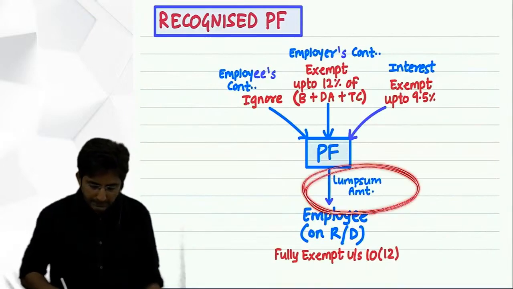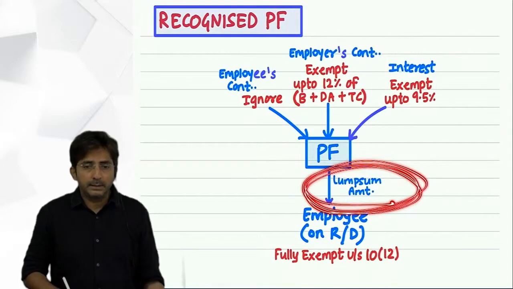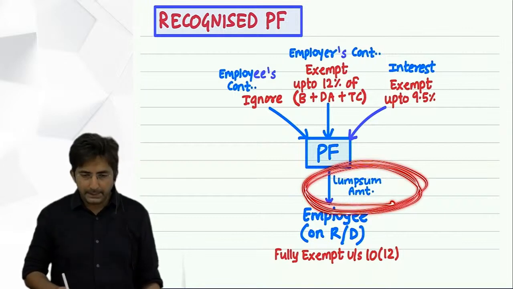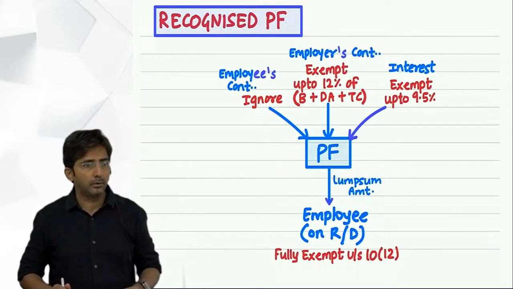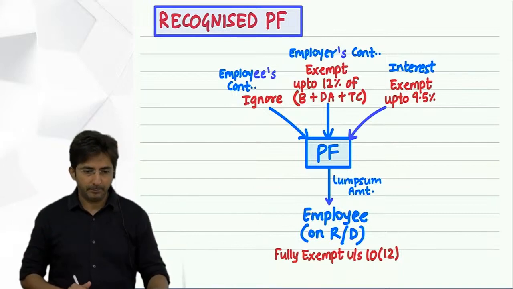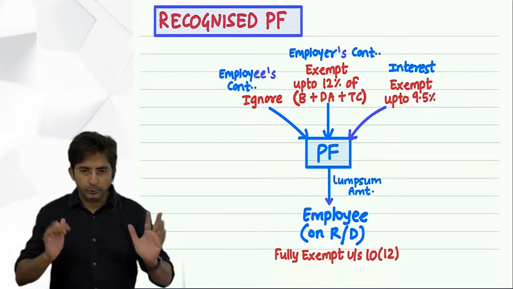And then, how to present this? This is very simple. If a lump sum amount is given in the question, it is fully exempt. You will put a dash directly in the outer column because it is fully exempt. Okay, so RPF is also done.